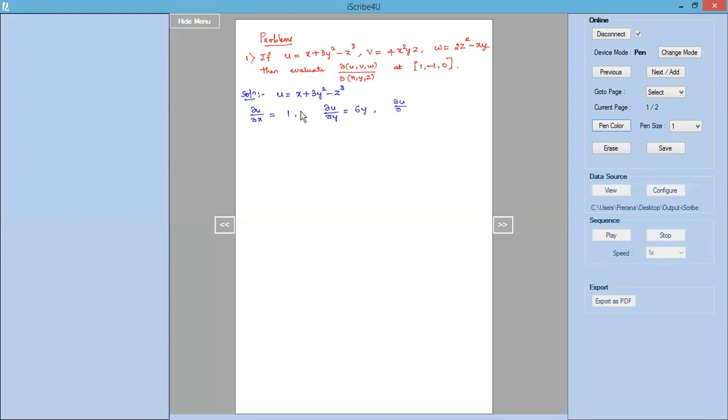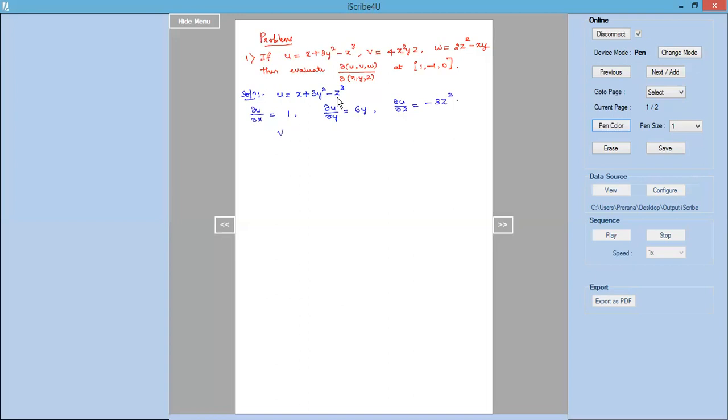Then we have ∂u/∂z. With respect to z, when we want to differentiate partially, both x and y are constants. So differentiation of x with respect to z is 0. 3y² differentiation also goes to 0. Differentiation of minus z³ is minus 3z².